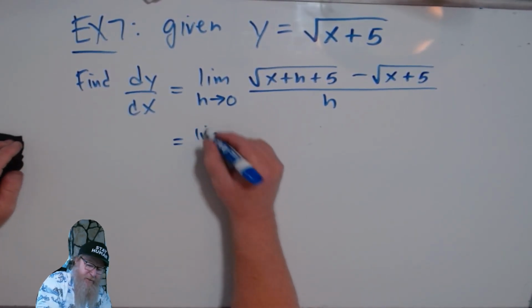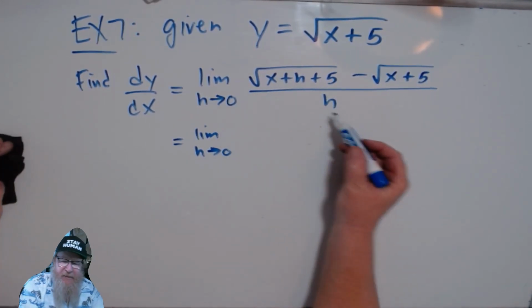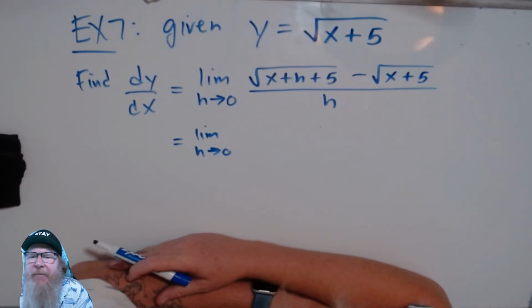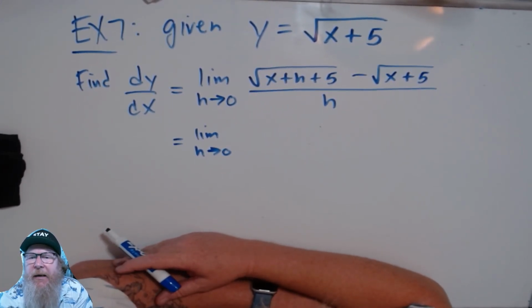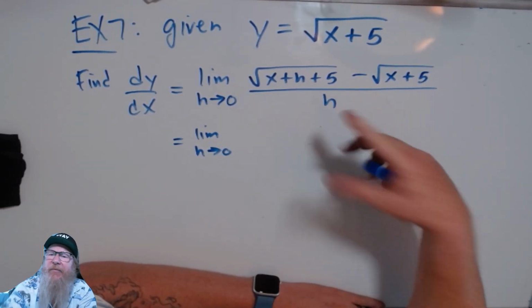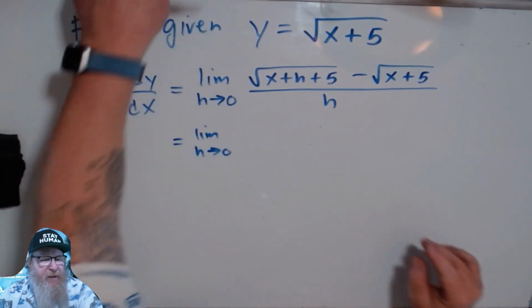That's the limit as h goes to 0. Now, it'd be nice if you could just plug in 0 and be done with it. Yeah, and I would say, have a good day. See you on the internet, right? But no, it's not that easy. Because if you plug in 0, you end up dividing by 0, and that's not allowed. So we're going to have to do a little bit of algebra.